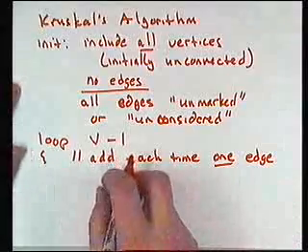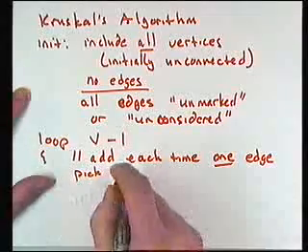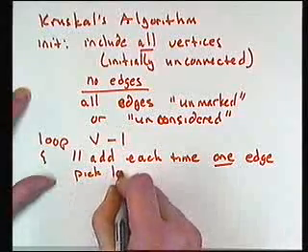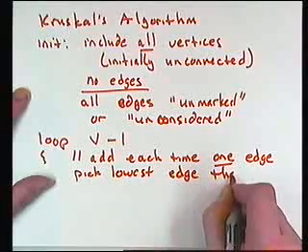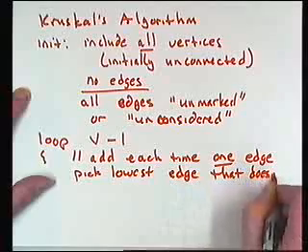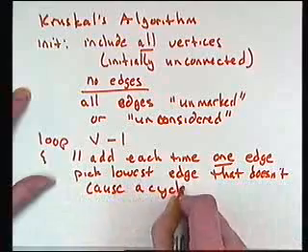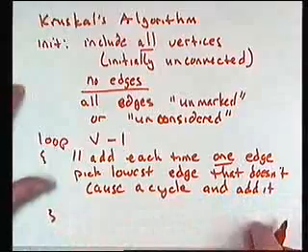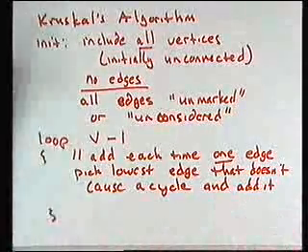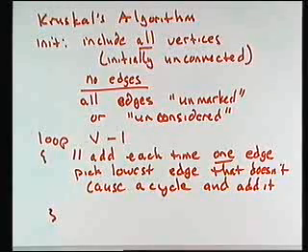And what we will say here is we'll loop v minus 1 times, pick the lowest edge that doesn't cause a cycle and add it. I'm going to expand this loop on the next page, but this is now fitting it all on one page. That's the essential idea behind Kruskal's algorithm. We're going to pick the lowest edge that doesn't cause a cycle, and we'll add it to the tree.